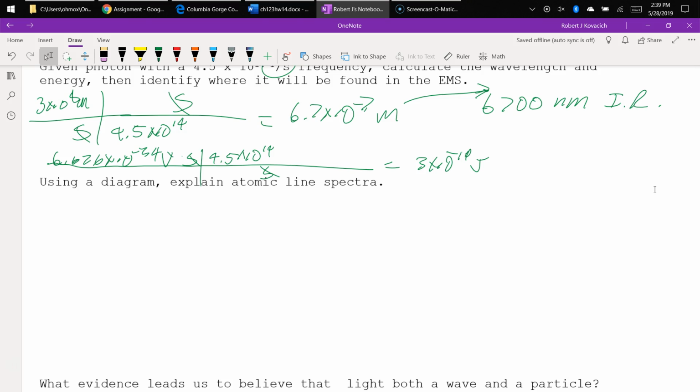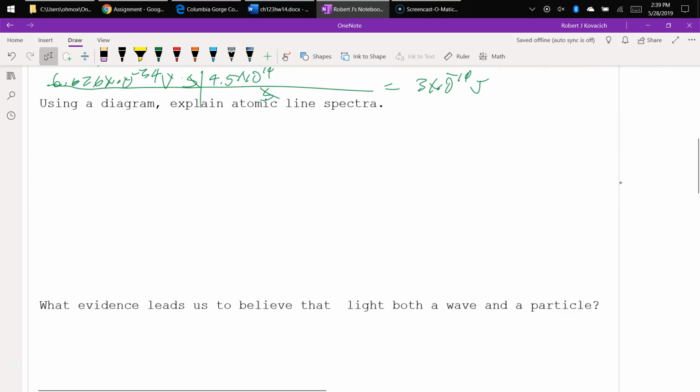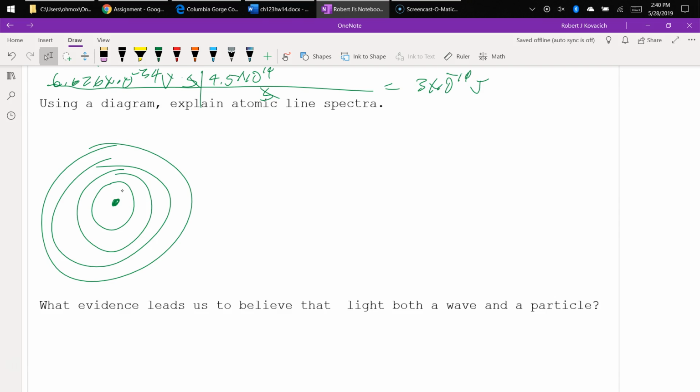What do you want to do for line spectra? What drawing did you pick? Like an atom with the electron orbitals. Like this. And then you can have something like electron goes up to here, and then it goes back down to there. And when that comes off here, that'll give like electromagnetic radiation.